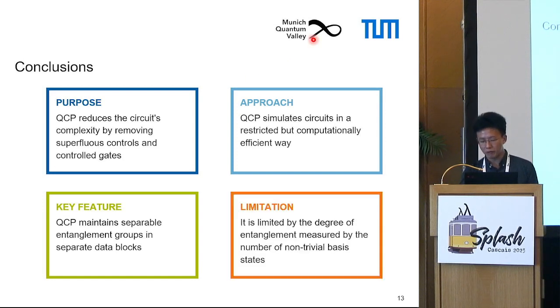But we also have to admit that our method is limited by the value of Nmax, which is our allowance for the complexity of the entanglement. So if one entanglement in the circuit gets more complex, then our method will give up on that entanglement.